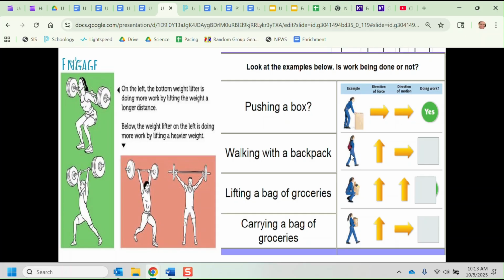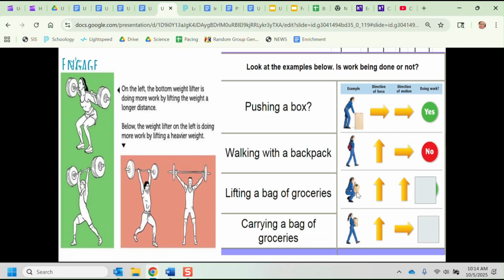If I am applying an upward force to that backpack so it doesn't fall onto the floor, but I'm walking forward, am I doing work? No, sorry. No, because the direction of the force is upward, but the movement is forward.